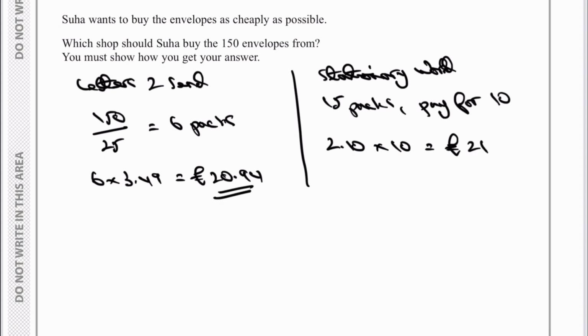Okay, so by 6p, letters to send is slightly cheaper, and that would be the answer to that question. Now, just as a point here, generally speaking, with these sorts of questions, they're very close. You wouldn't have a difference of tens of pounds or anything like that. Usually it's only a few pennies in it.